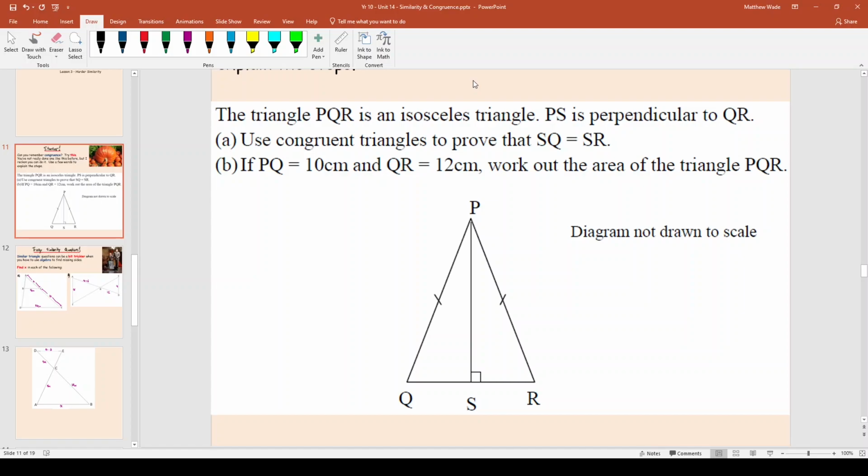Okay, and you're back. So let's do it. Let's see if we can prove it. Let's see if we remember. So let's do A together to begin with. Use congruent triangles to prove that SQ equals QR. So it wants to show that that is equal to that. That's what it's on about. It wants to show those two things. Right. So if the left triangle equals the right one, then we're sorted.